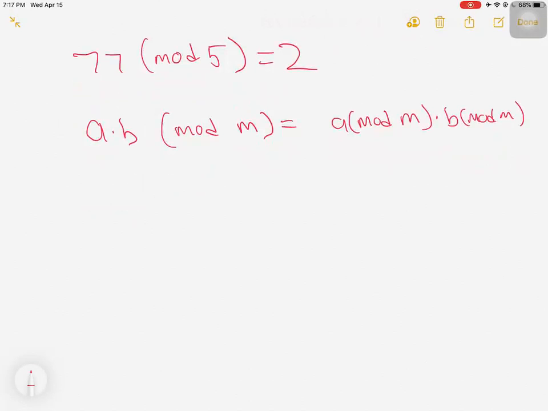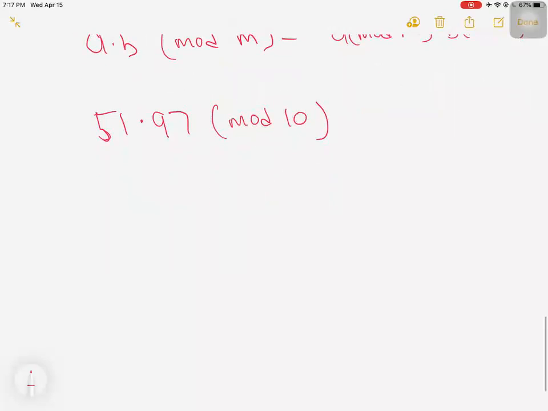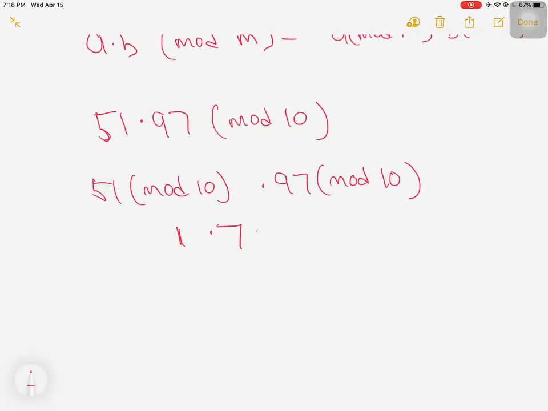A quick example would be: what's the remainder when 51 times 97 is divided by 10? This is a basic question because we can just take 51 mod 10 multiplied by 97 mod 10. And this is just equal to 1 times 7, which is just equal to 7. So this whole product is equal to 7 mod 10.